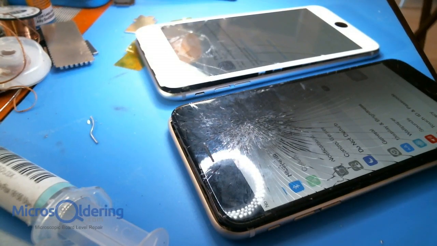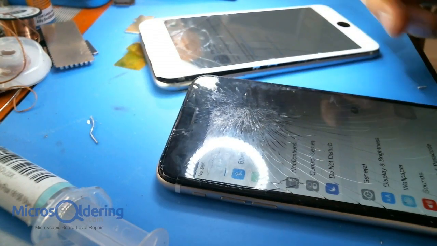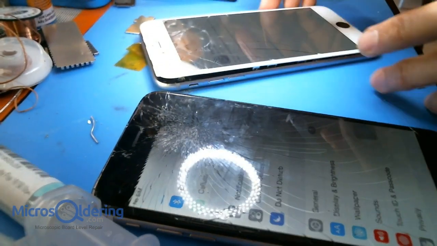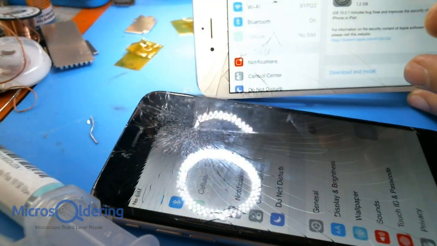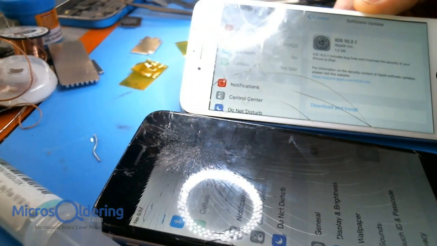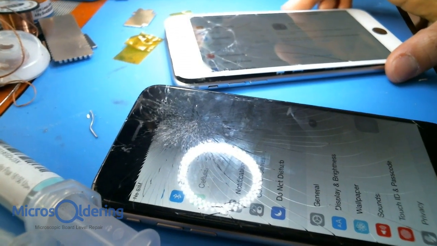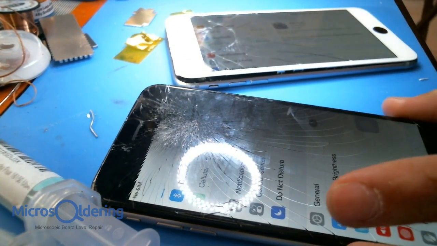Alright, I have two iPhone 6 Pluses here. This one I'm doing data recovery on, and you see it's bad backlight. This one is a good working one. Backlight is perfect with it. Okay, no problems. So I'm going to show you guys how to test it a little bit to find out which line it is.